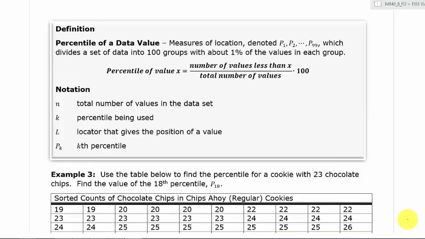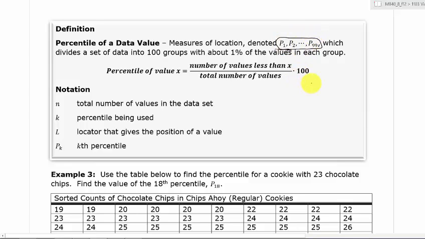In this video, we're going to be taking a look at percentiles. Percentiles are an indication of the location of data values, and they're denoted with a P with a little number. P sub 1 means that this data value is in the position where 1% of the data values are less than that, and 99% of the data values are larger than that.